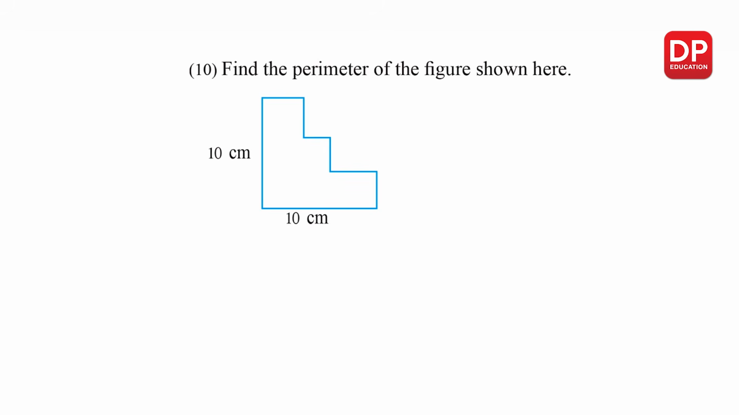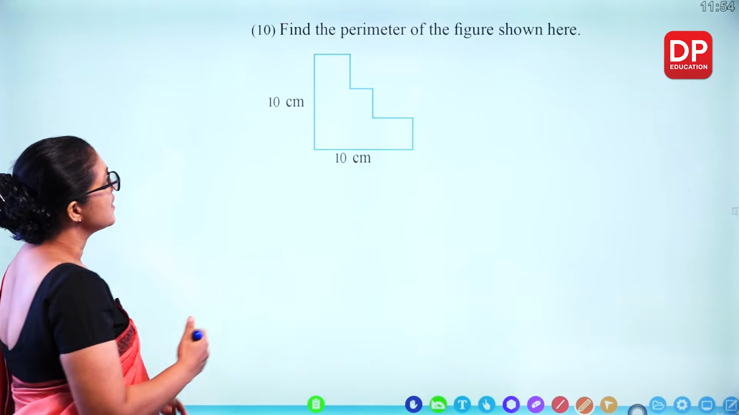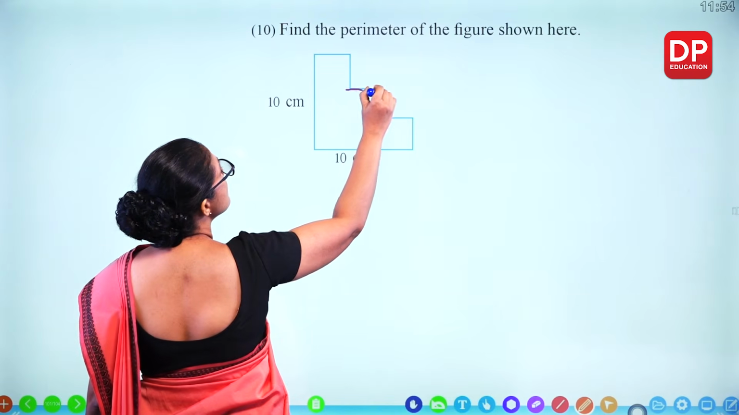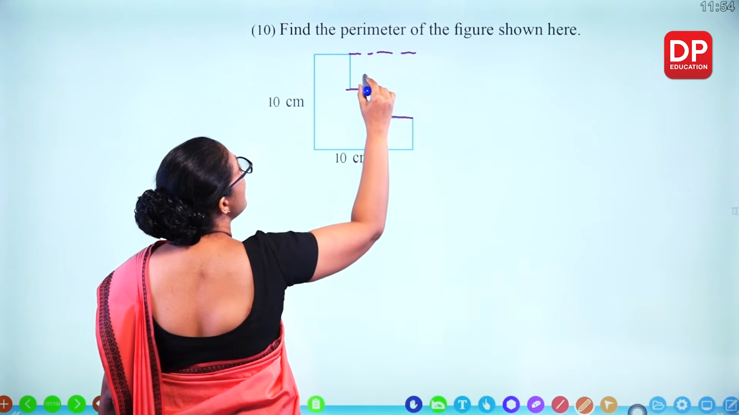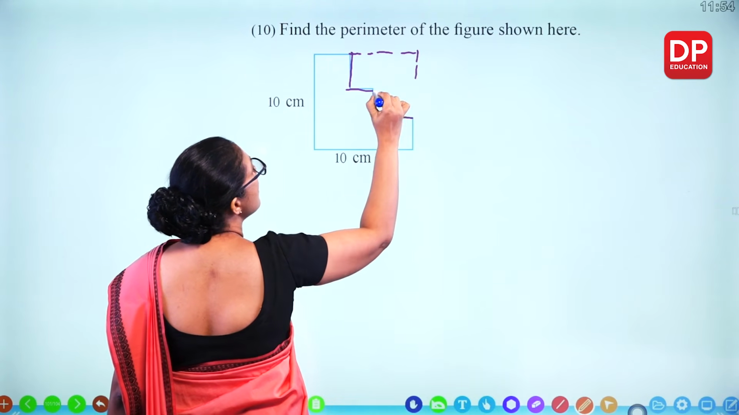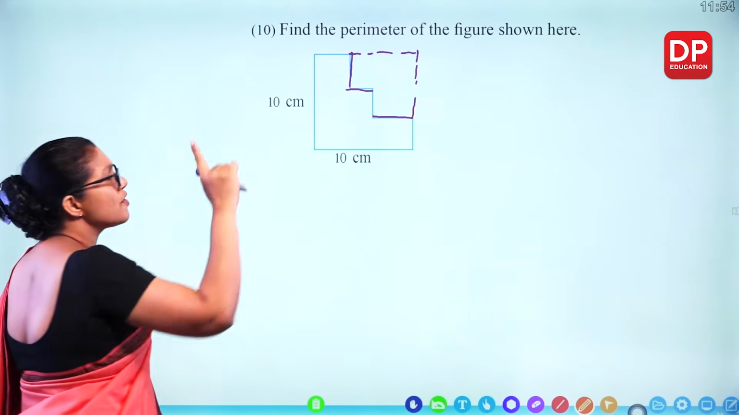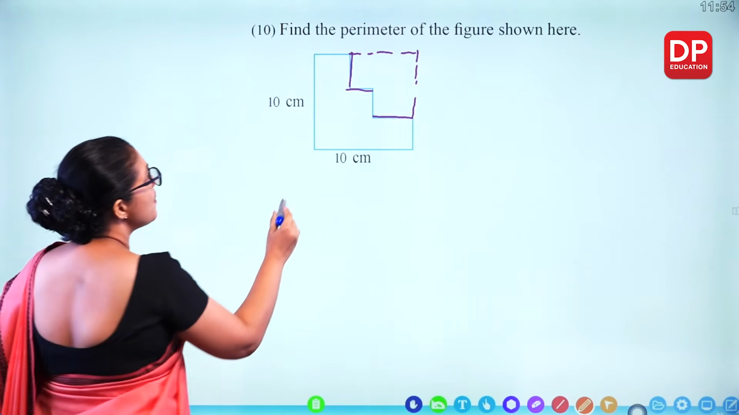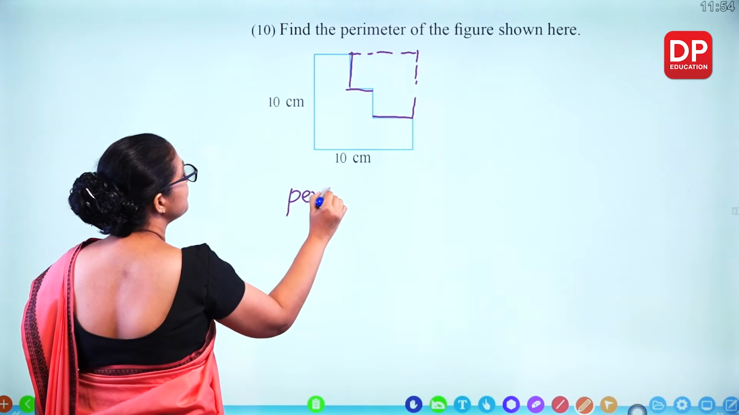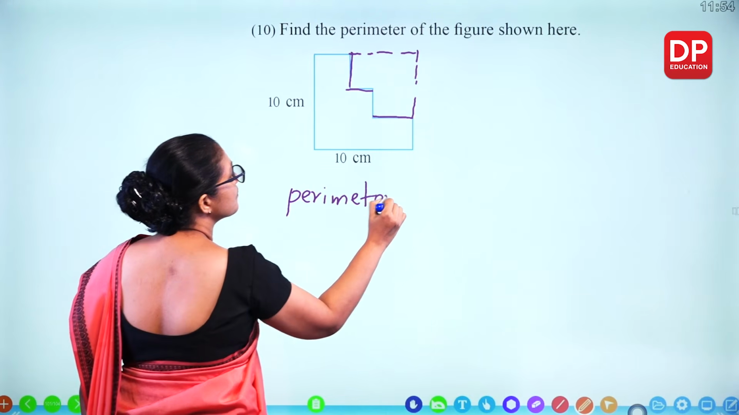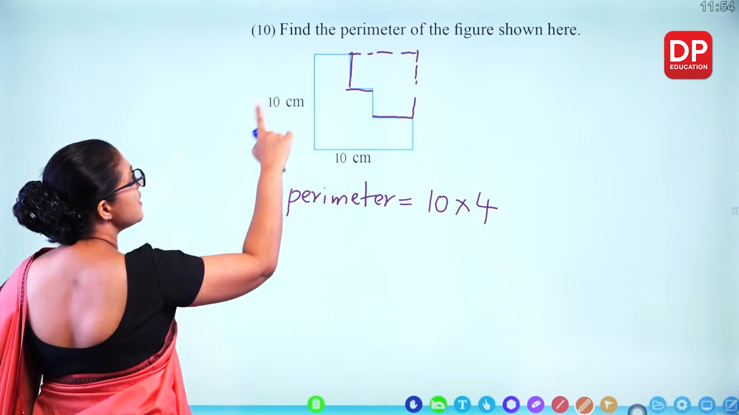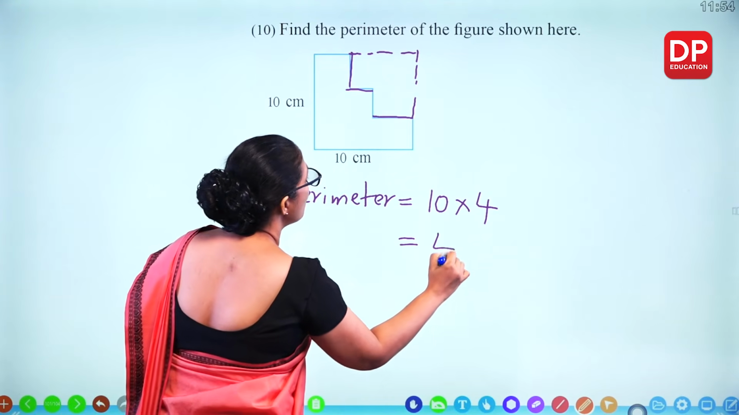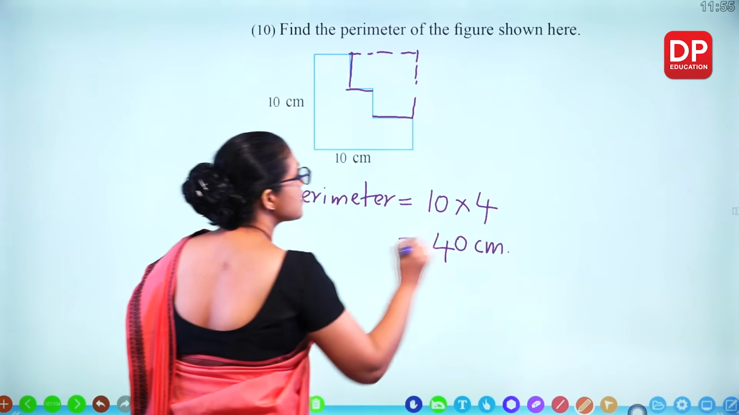Question number 10. Find the perimeter of the figure shown here. We did that. So when you take this one to here, this one to here, and here to here, and here to here, you get a square. So what's the perimeter of a square? 10 times 4. One side is 10 multiplied by 4, 40 centimeters.